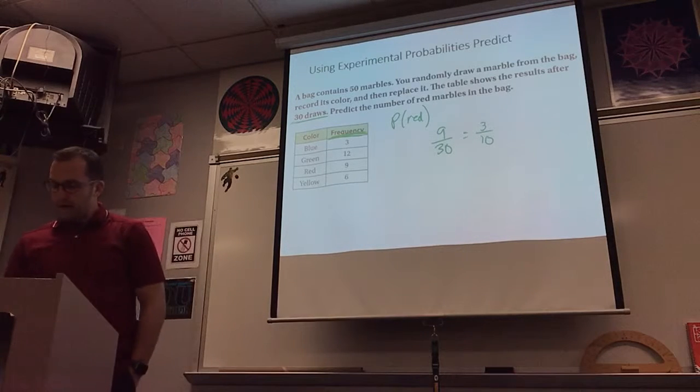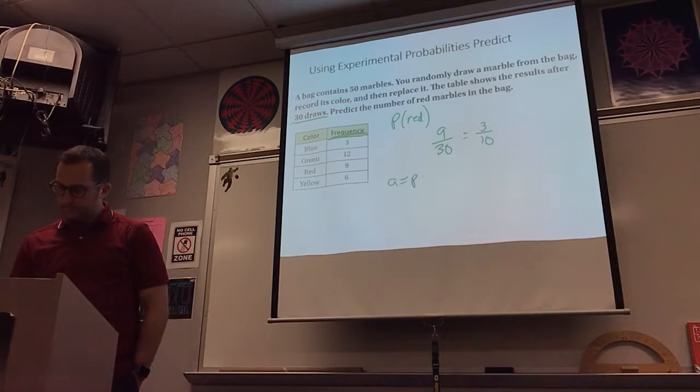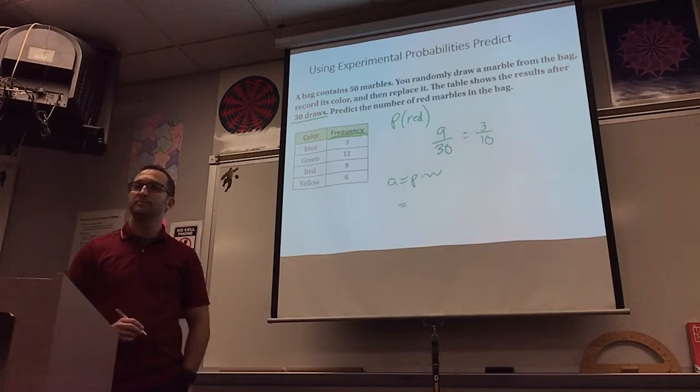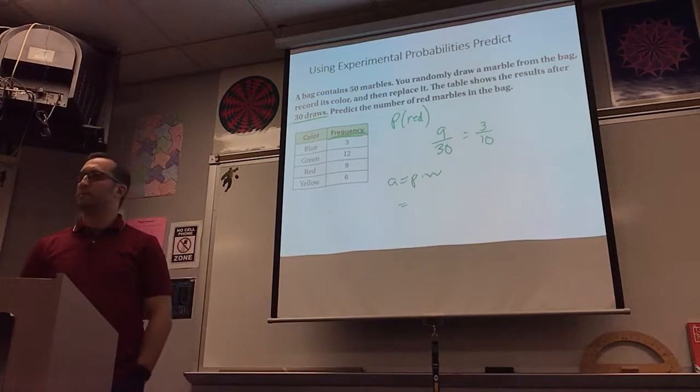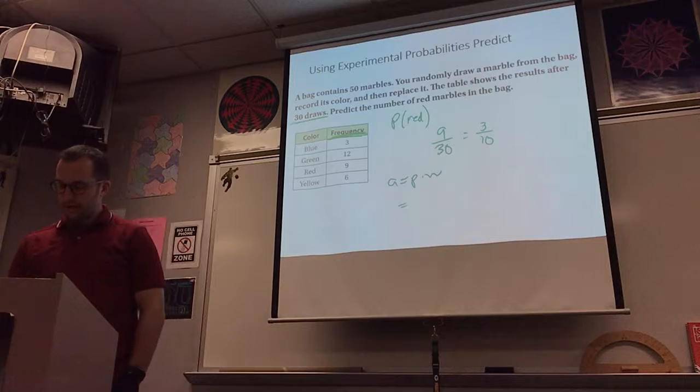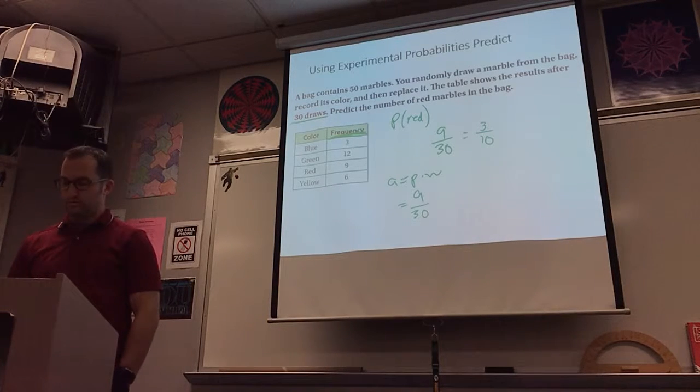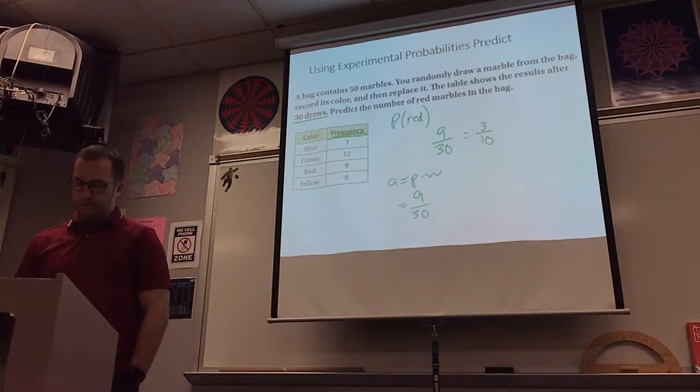That's our probability. Now, what's the probability of getting a red? Hey, up here. What's the probability of getting a red? 9 over 30? Or 3 over 10. It doesn't really matter which one you do. I'll do 3 over 10.